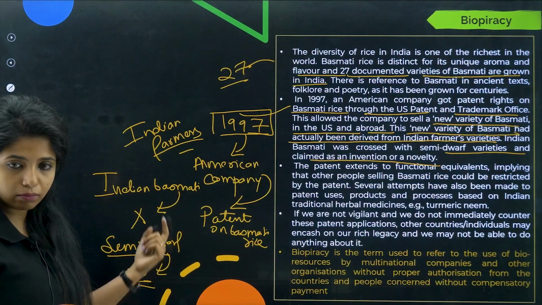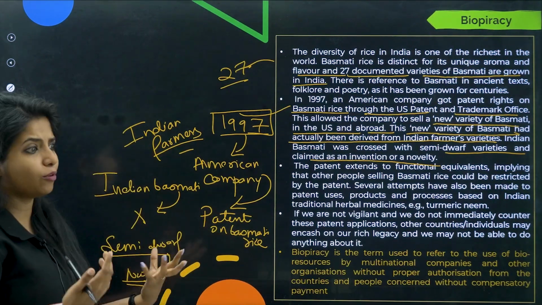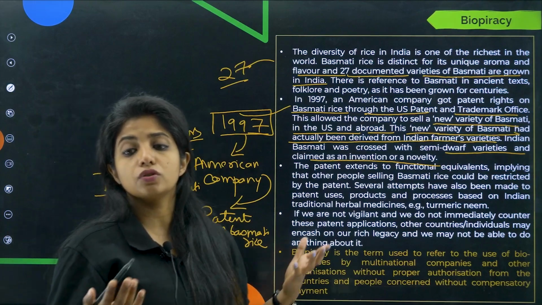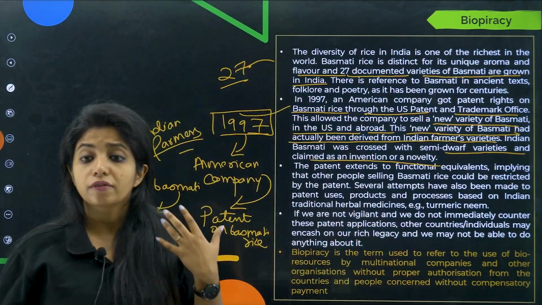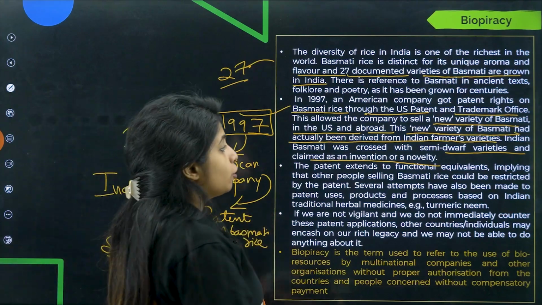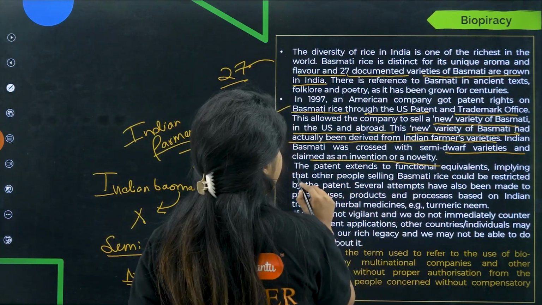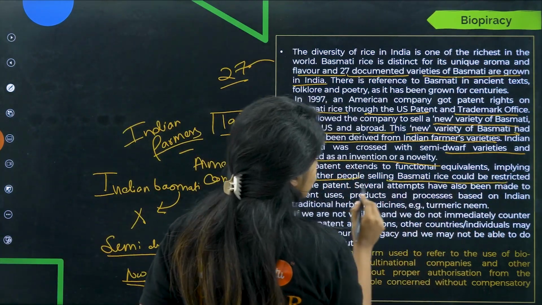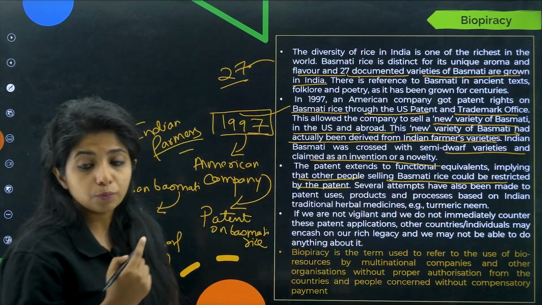So even though you crossed it, the initial thing you got from somewhere else, and probably in India, which is a country rich in producing too much rice, they can also do it. So how can you take the patency for that? That was the question. So the patent extends to function equivalence, implying that other people selling basmati rice could be restricted by the patent. So what is the problem of this patent?